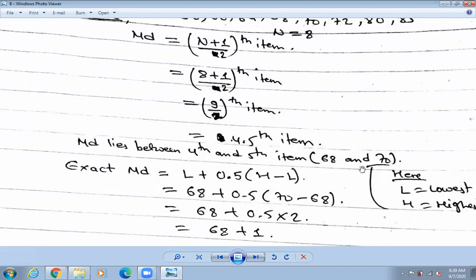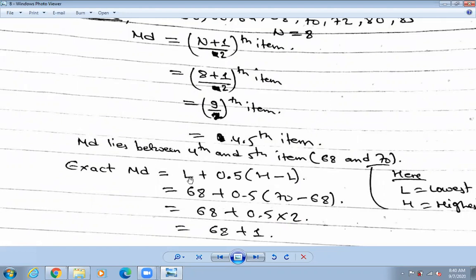Okay, so what is the formula for exact median? L plus 0.5 bracket H minus L. Now what are H and L? This is the lowest number. Which one is the lower number? Lowest number? Is it 68 or 70? 68 is the lowest number.